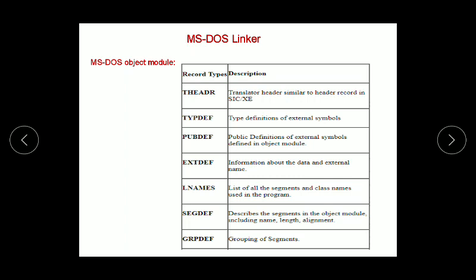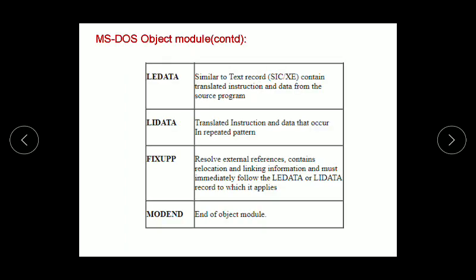TYPDEF, which includes type definitions for external symbols. PUBDEF, this is for public definitions of external symbols defined in the object module. Followed by EXTDEF, information about data and external references. LNAMES, list of all segments and class names used in the program. SEGDEF describes the segment in the object module including name, length and alignment. Then GRPDEF, grouping of segments.